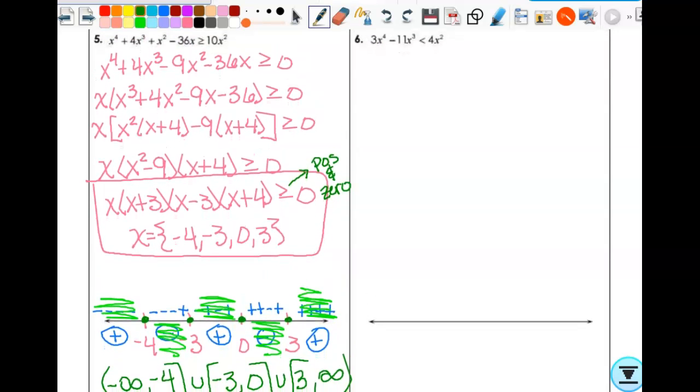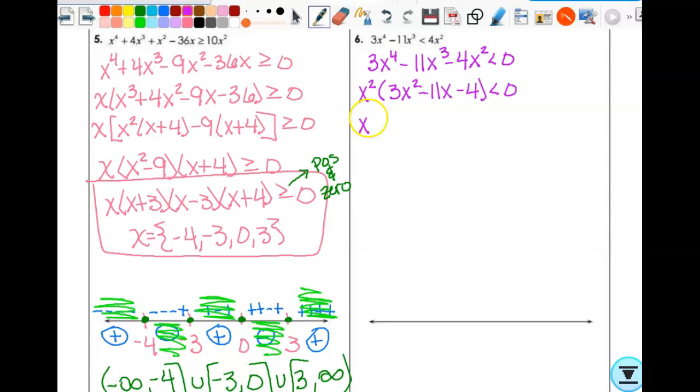So again, I'm going to move this over legally. So this is going to give me 3x to the 4th minus 11x cubed minus 4x squared is less than 0. All right, so then I factor out my GCF. x squared times 3x squared minus 11x minus 4 is less than 0. Notice I rewrite the entire thing every time. You have to do that. You can't get sloppy with that.